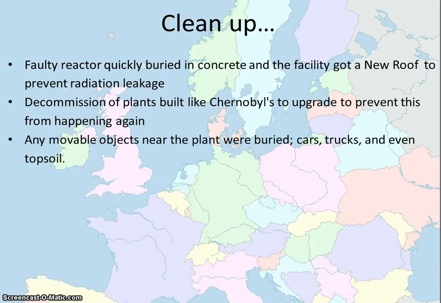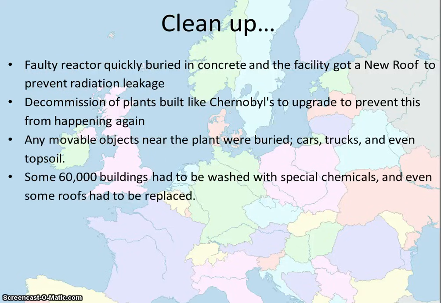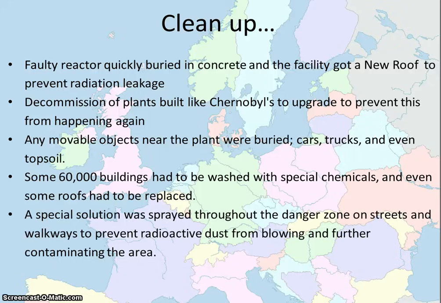Movable objects near the plant had to be buried. Trucks, cars, even topsoil was contaminated, so you couldn't plant anything because of the radioactive material that was in the ground. Some 60,000 buildings had to be washed with special chemicals, and even roofs had to be replaced. They had this special solution that was sprayed throughout the danger zone, and it helped prevent dust from blowing back up and continuing to spread the contamination.